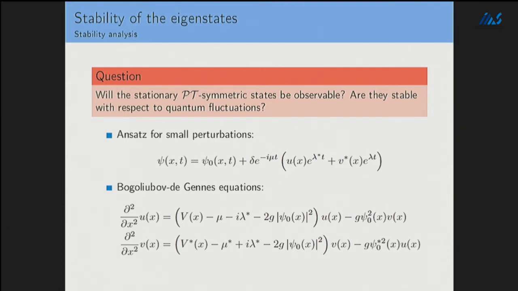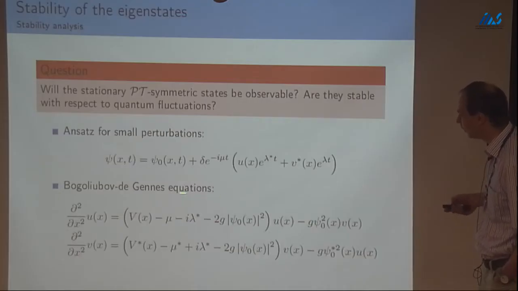This means we start here with some wave function, which is composed of one stationary state, one of these real eigenvalue solutions we found so far, the ground state or the excited state, and we add a fluctuation of this form given by these coefficients u and v, and a small coefficient delta, which describes the strength of this fluctuation, and we assume this to be small. Then we put this into the Gross-Pitaevskii equation and linearize with respect to this coefficient delta.